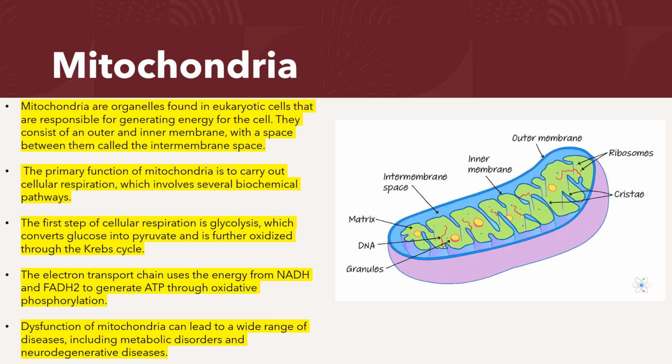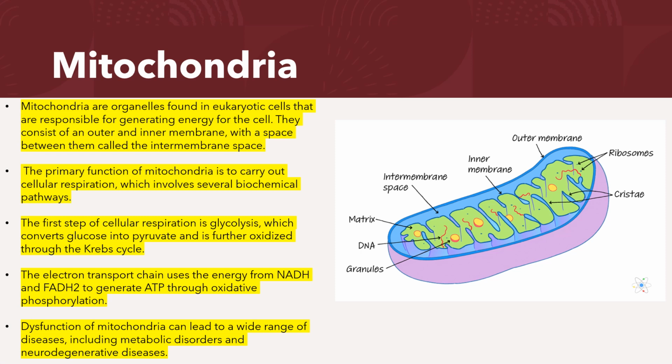These molecules then enter the electron transport chain, which is located in the inner mitochondrial membrane. The electron transport chain uses the energy from NADH and FADH2 to generate a proton gradient across the inner membrane, which is then used to generate ATP through a process called oxidative phosphorylation. Overall, mitochondria play a crucial role in energy metabolism by generating ATP through cellular respiration.